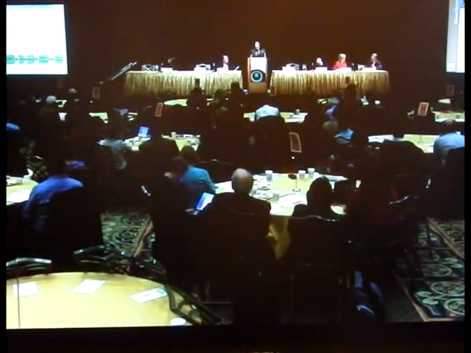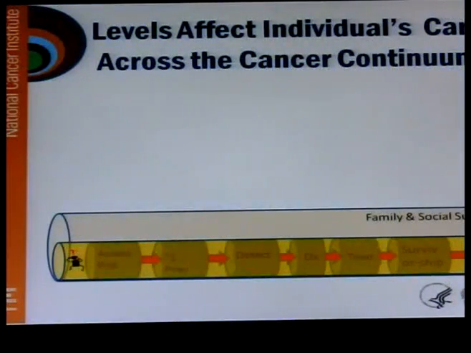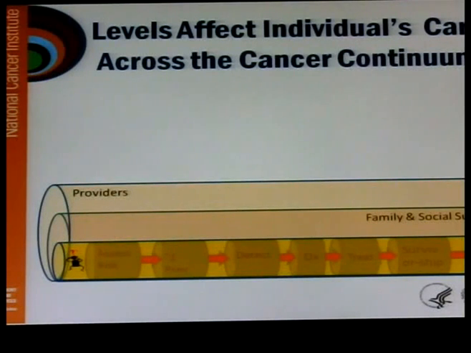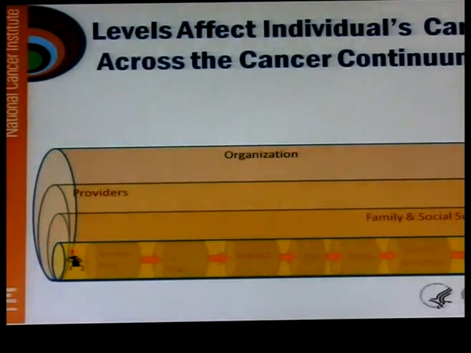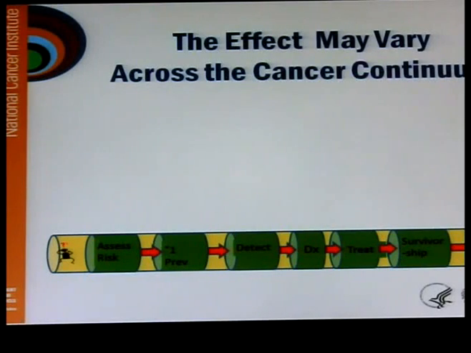And then when you string out that process of care, you begin to think that, in fact, it is a long series of events, and as a person enters that, they are affected by family and social support all the way across that continuum. They are affected by providers, a set of providers, all the way across that continuum. They are affected by the organizations all the way across that continuum. And they are affected by the communities in which they live and communities in which that care occurs all the way across the continuum. But, of course, it's not that simple.